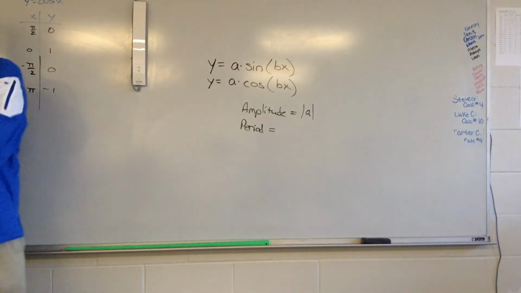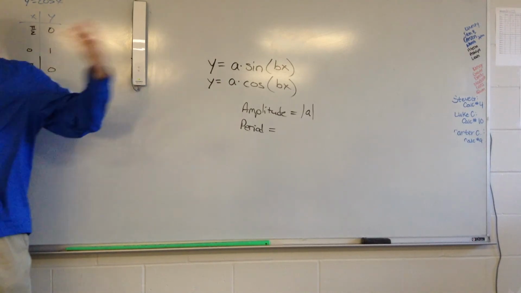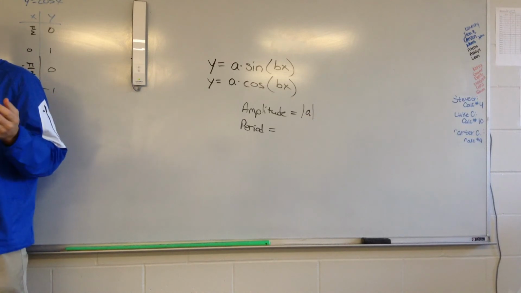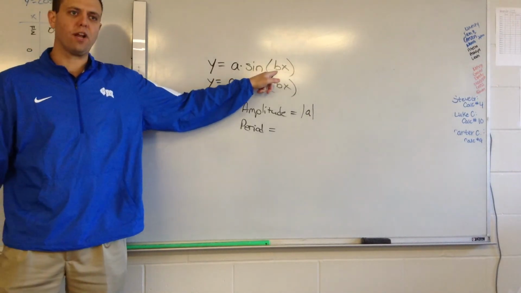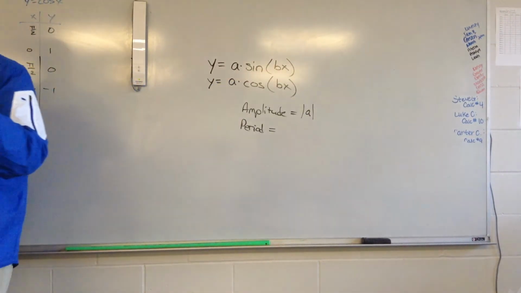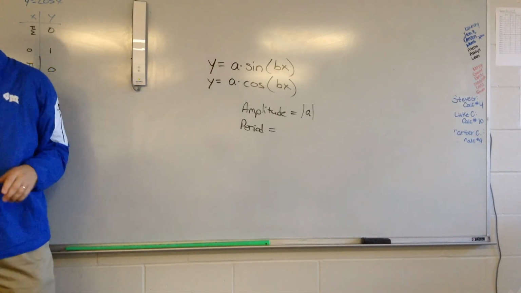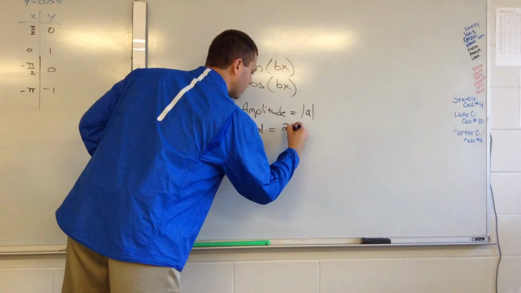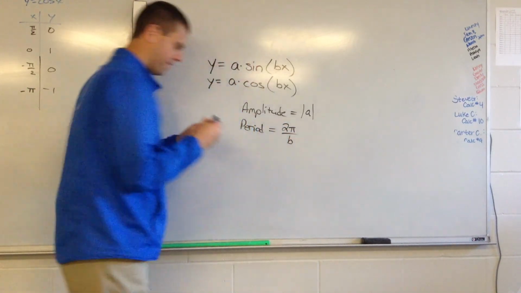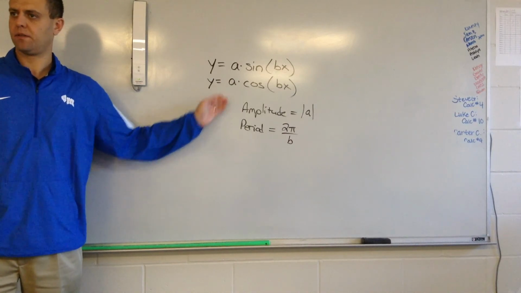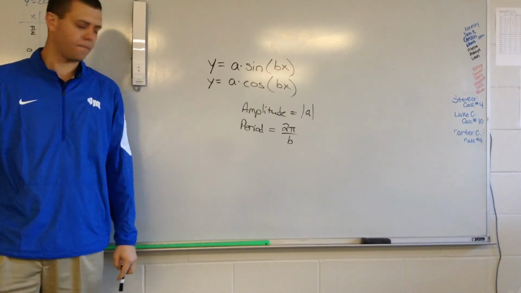And my period will always equal how much? Well, what was the regular period on just y equals cosine x, or y equals sine x? 2 pi. But if I throw a number in front of there, what do you got to do with that 2 pi? Divide it by that number, or b in this case, right? So the period will always be 2 pi divided by b. Rules to definitely know. Okay?